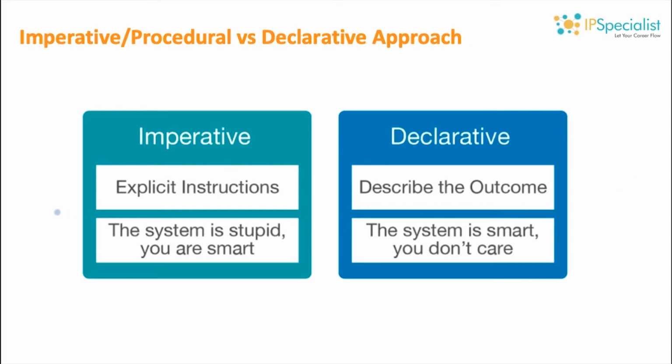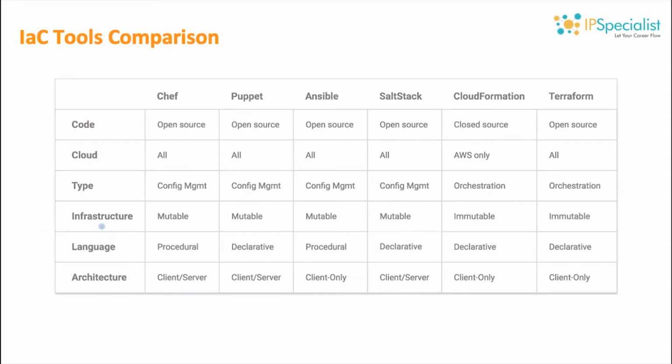Now, next is a comparison between different popular IaC tools present in the market. The main popular IaC tools, or I should say configuration management tools, because they're very closely related to each other: Chef, Puppet, Ansible, SaltStack, CloudFormation, and Terraform. Let's look at what is the difference between them. From the code perspective, all of them are open source tools except CloudFormation, which is developed by AWS.